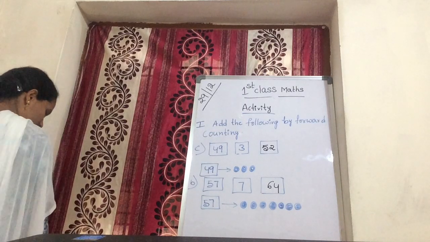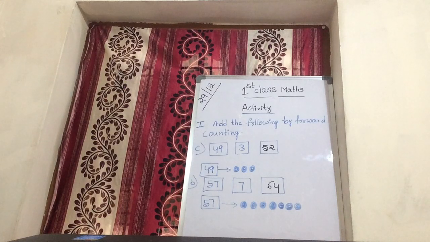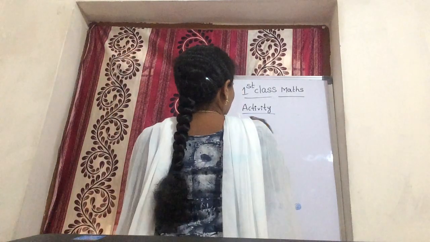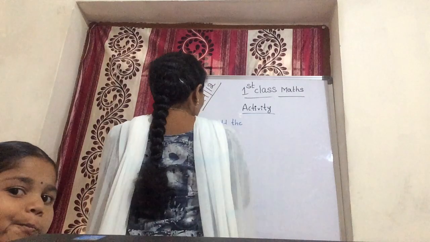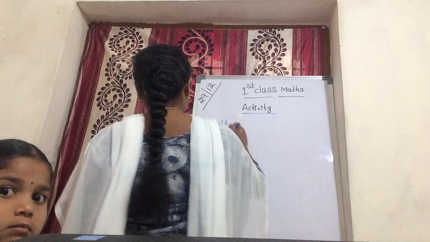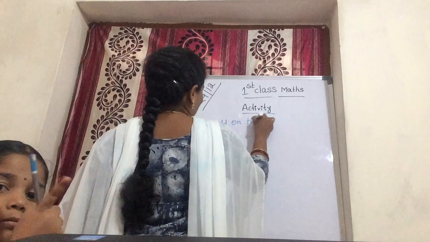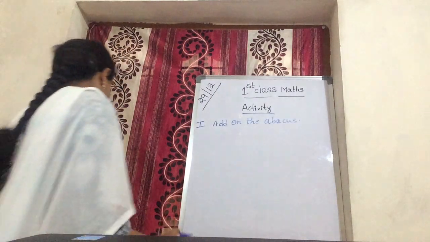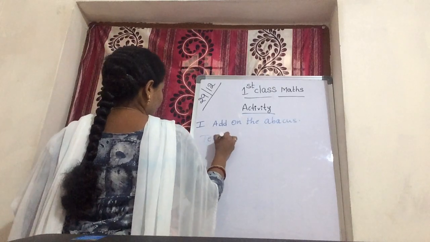Now next one, add on the abacus. Second bit, add on the abacus. Now, tens and ones.